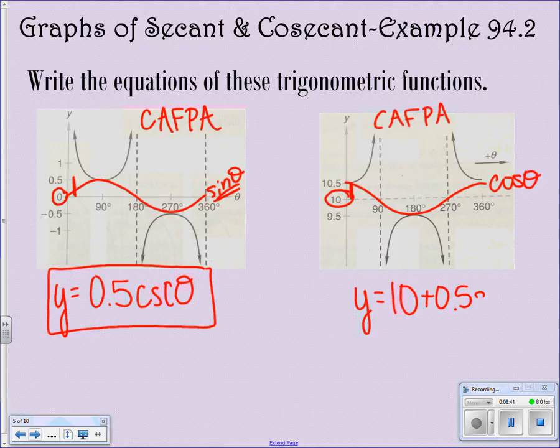Reciprocal of cosine is secant. And again, we don't have an angle change or a phase shift. So it's just that for your equation. So that's how you deal with the graphs of secant and cosecant. You see whether it relates to sine or cosine, and then you go on from there. And the best way to see if it's sine or cosine is to draw in whether it's going to be a sine or a cosine curve.